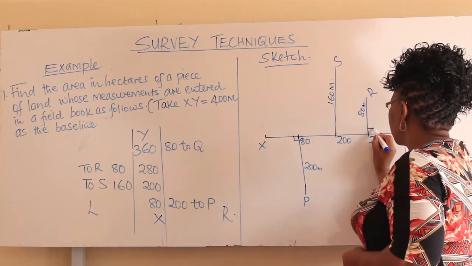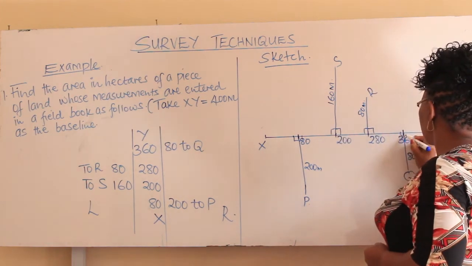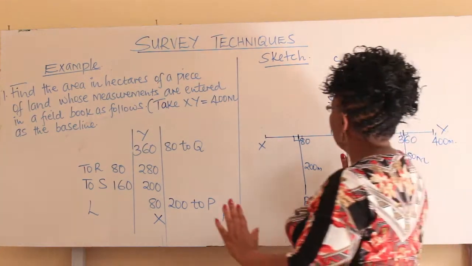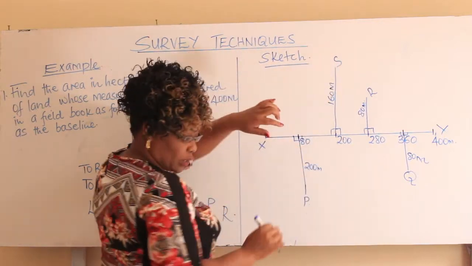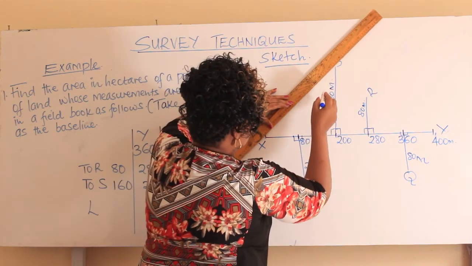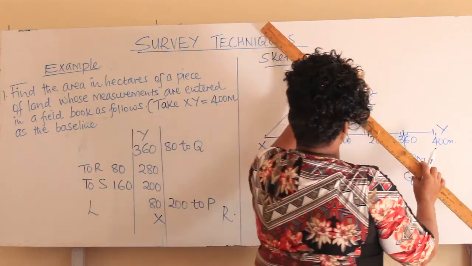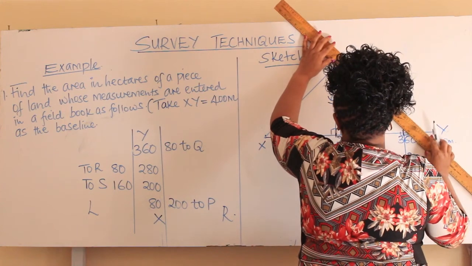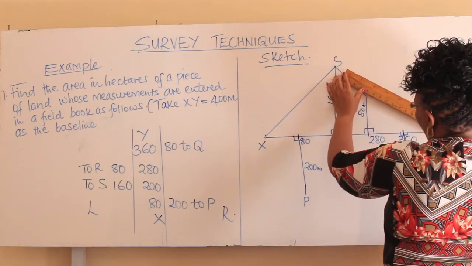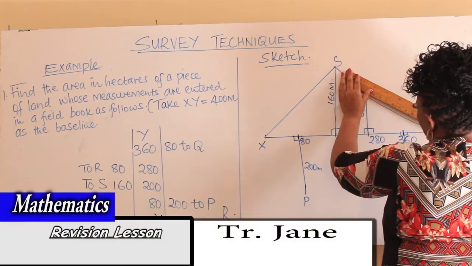Remember, all these offsets meet perpendicularly with the baseline. So learner, from there, you complete your sketch by joining these points. Join this to that. Join S to R. Join R to Y, something like that.